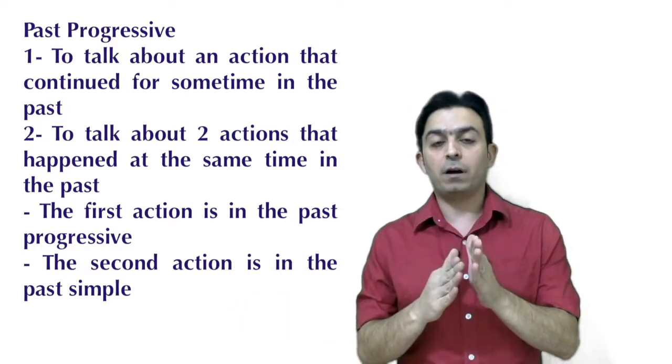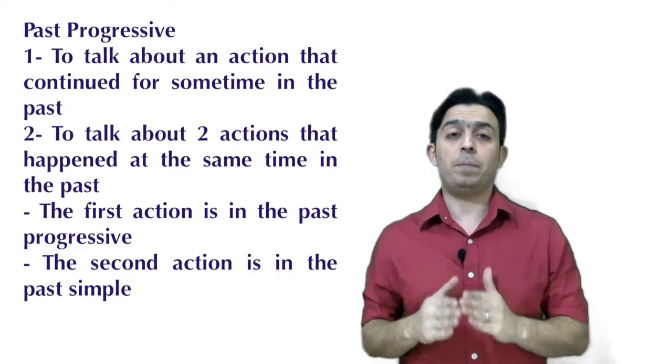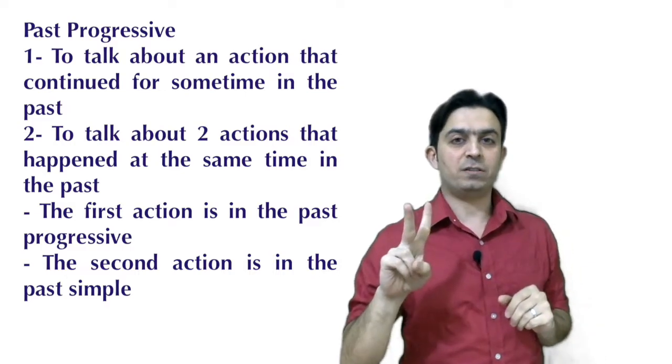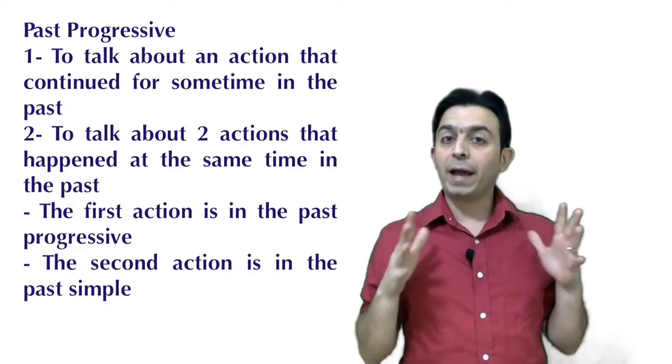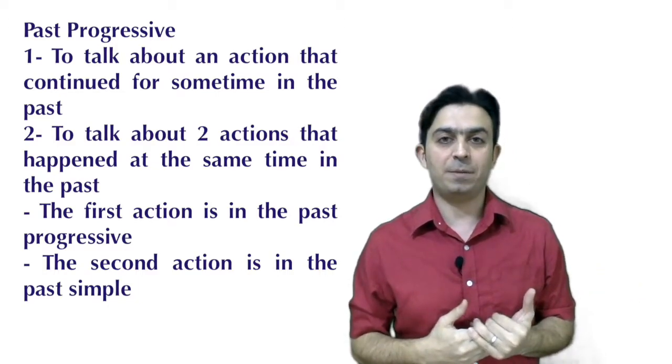But here is another important usage for this. Another usage for the past continuous is that we use it when we talk about two actions that happened in the past. One action was happening and then another action happened in the middle of it.